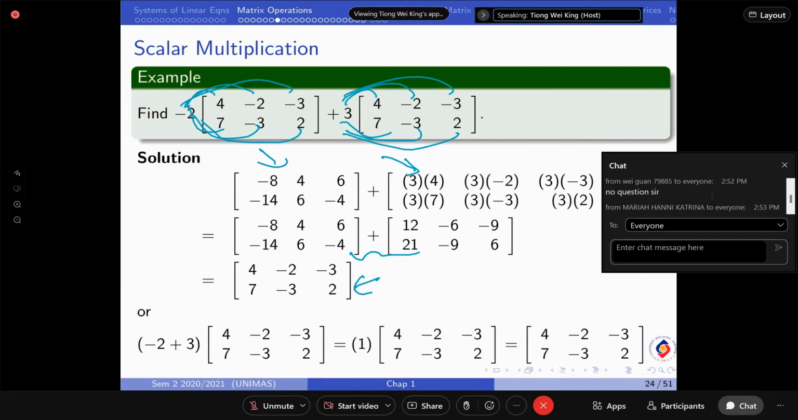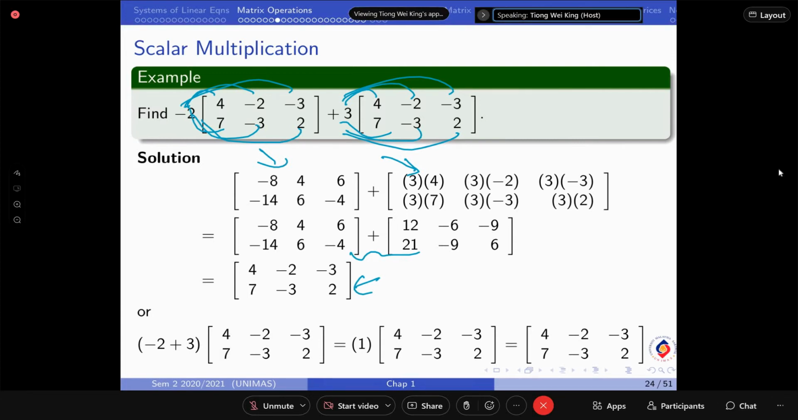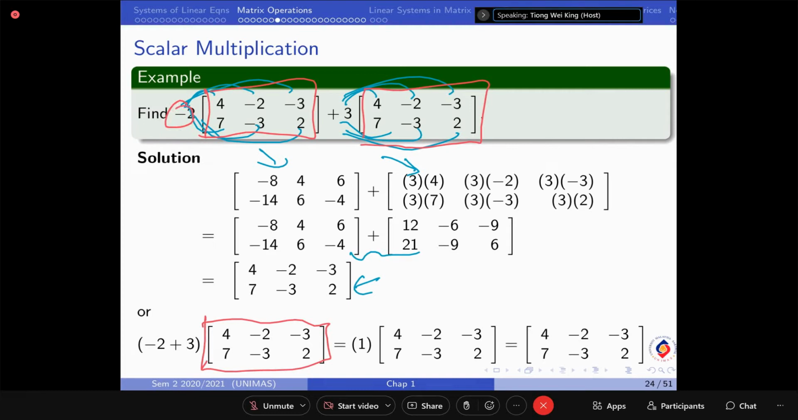Another way is that if you look at the matrices, they are the same. So basically, you can do factorization. You factorize the matrix, and this one is negative 2 plus 3. So then you have this. Negative 2 plus 3, you simplify, this equals 1. And 1 multiplied with the matrix is the matrix itself.